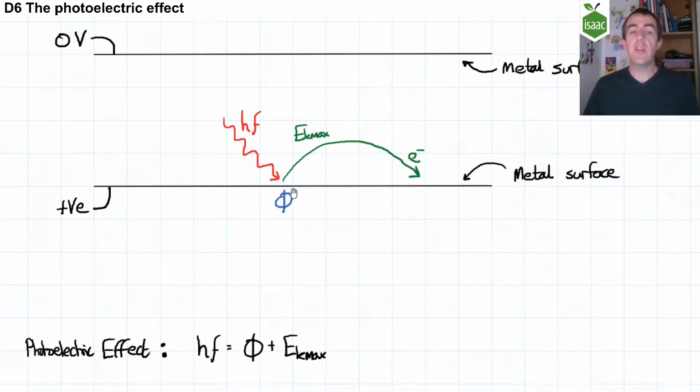But if it's impossible for the electron to reach the top metal surface, then there can be no current flowing from the bottom surface to the top surface, or indeed from the top surface to the bottom surface, because electrons are negatively charged.